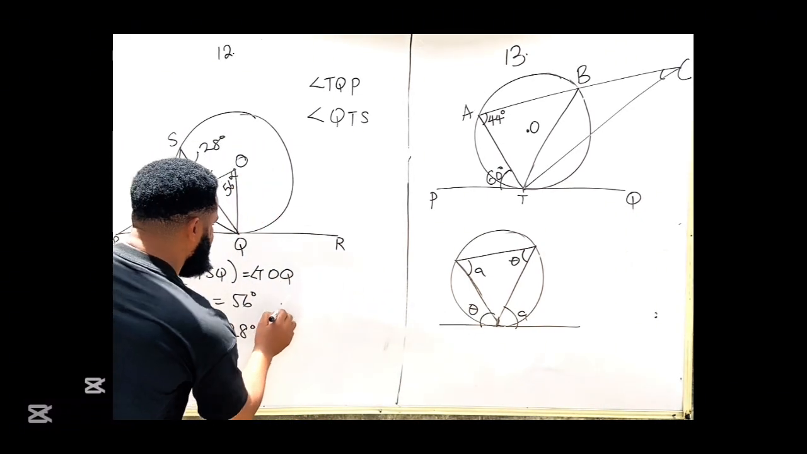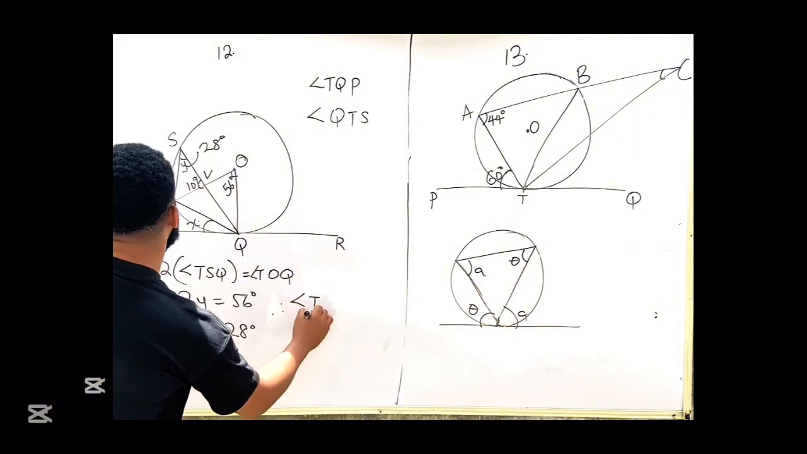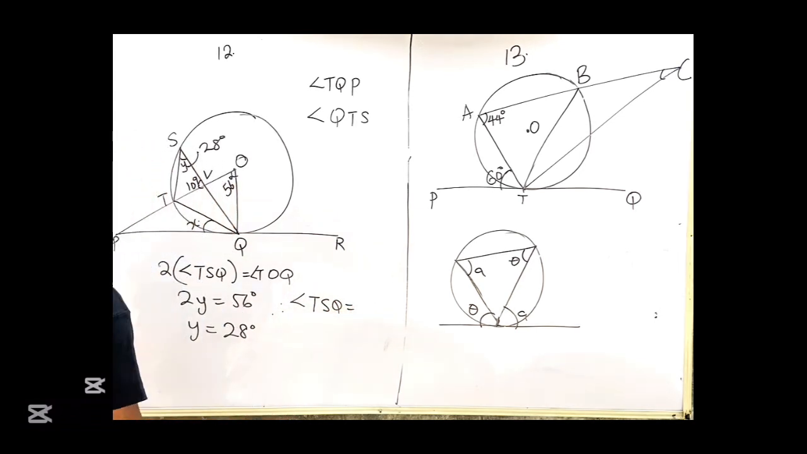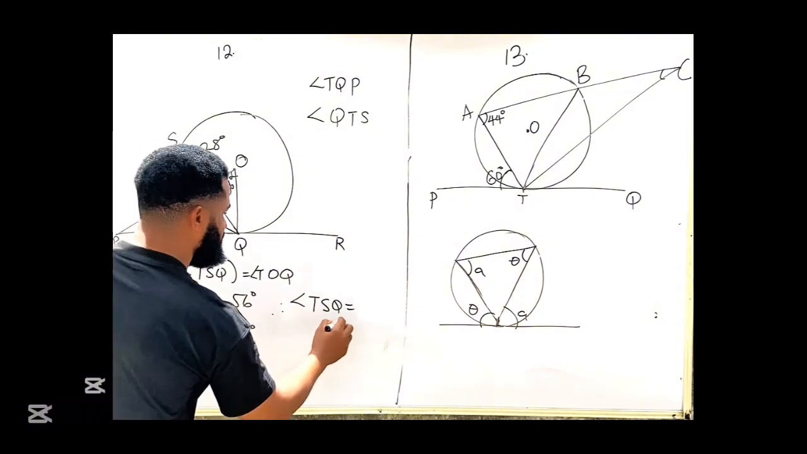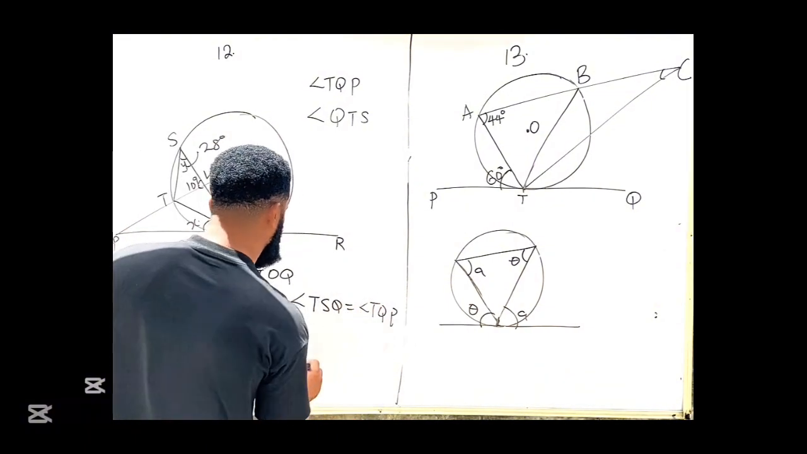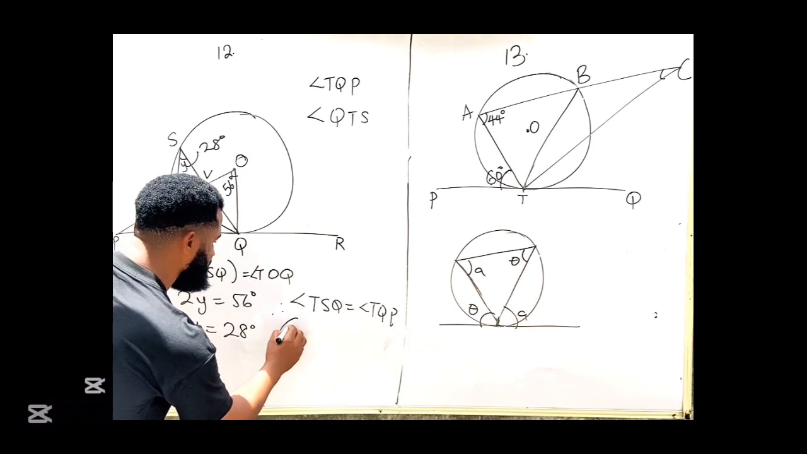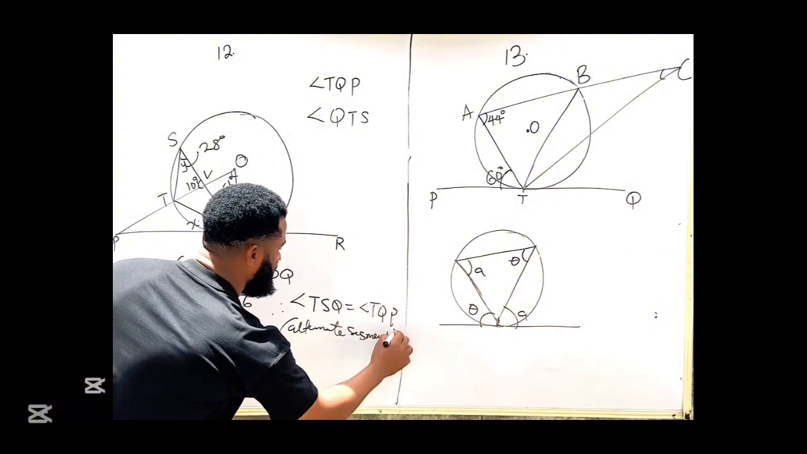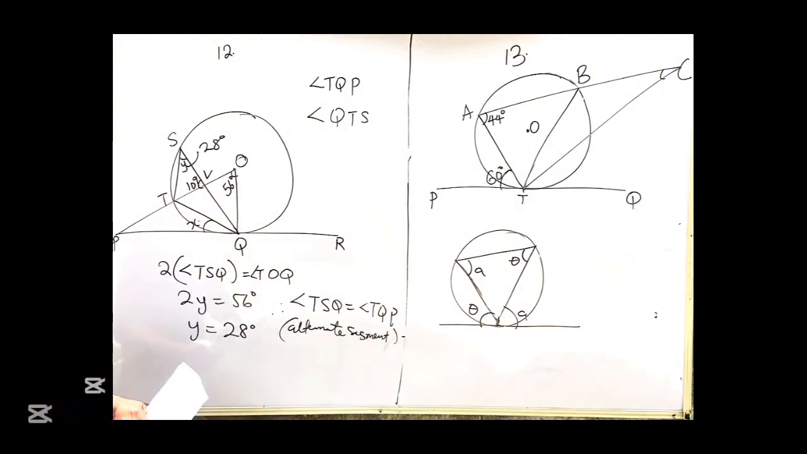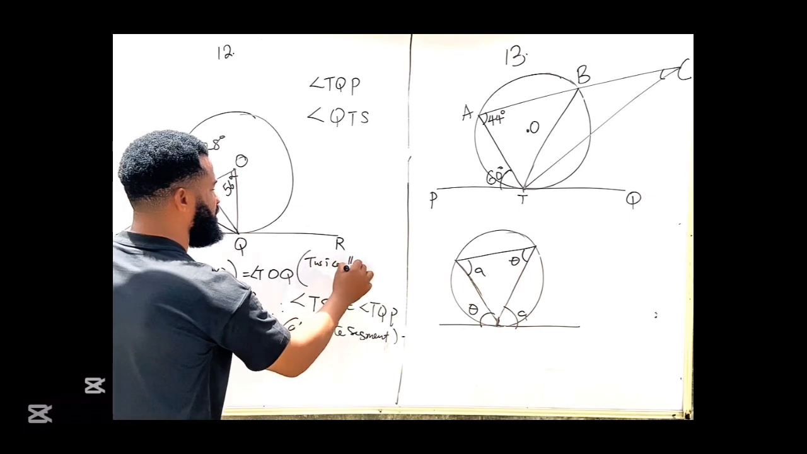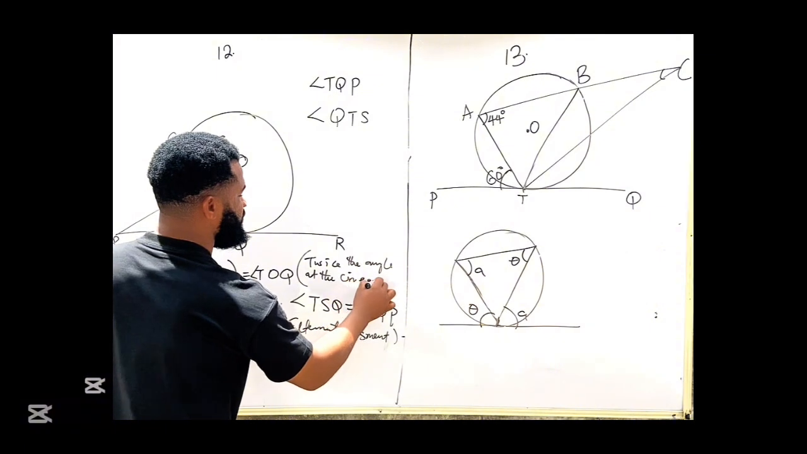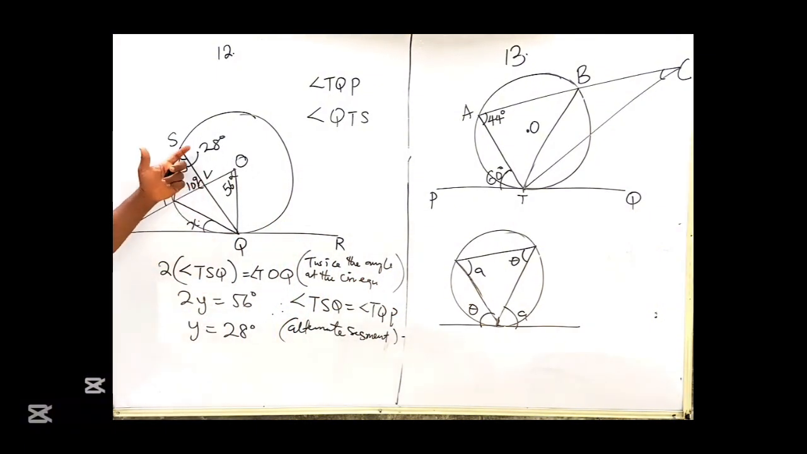Therefore, angle TSQ is equal to TQP. What is the condition? We must write the condition: alternate segment angles are equal. I was also supposed to write that twice the angle at the circumference equals the angle at the center. So that is that. I have gotten x.